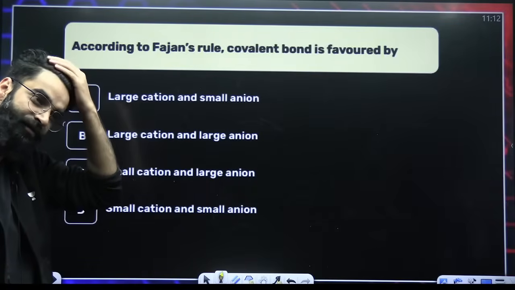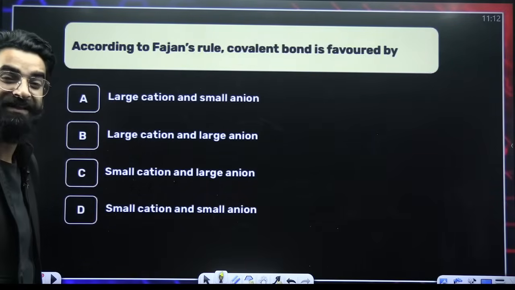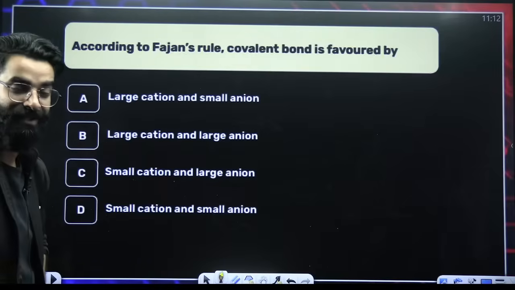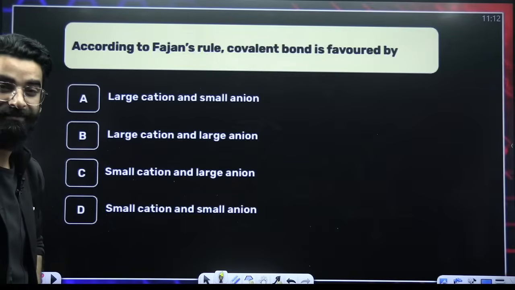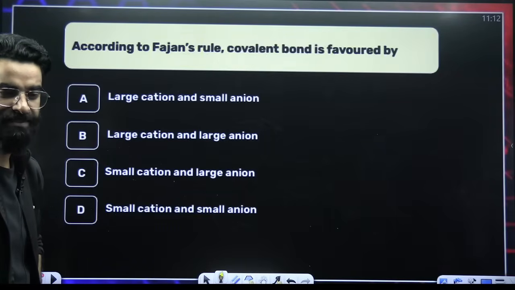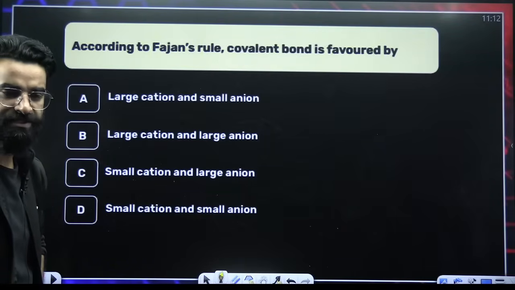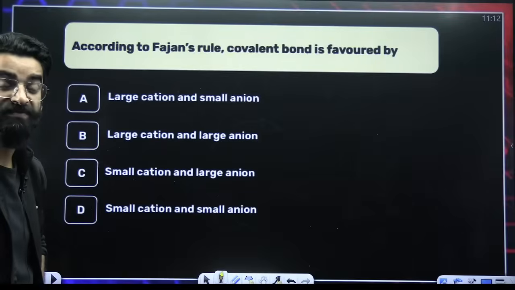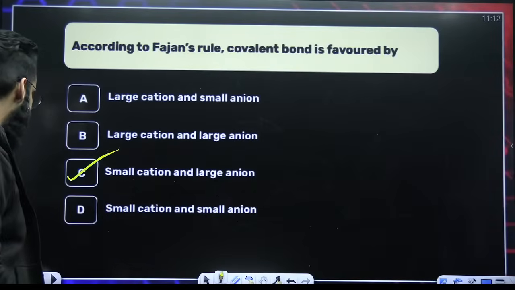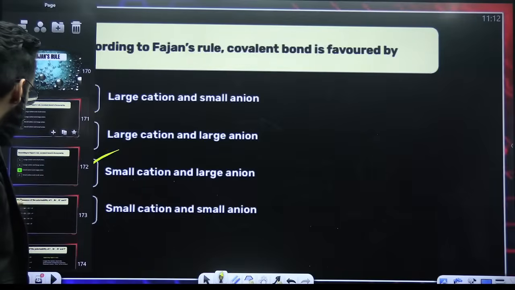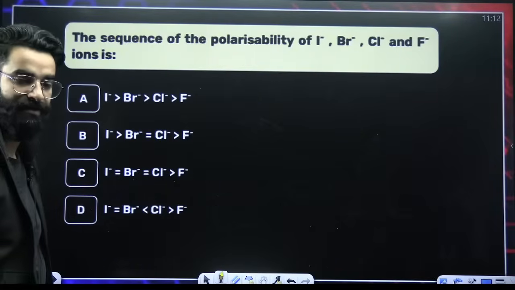Similarly, covalent character is decided by the polarizability of anion as well. And you know polarizability is directly proportional to the size of anion. So quickly, I want everyone to answer this question. According to Fajans' rules, covalent bond is favored by smaller cation and larger anion.